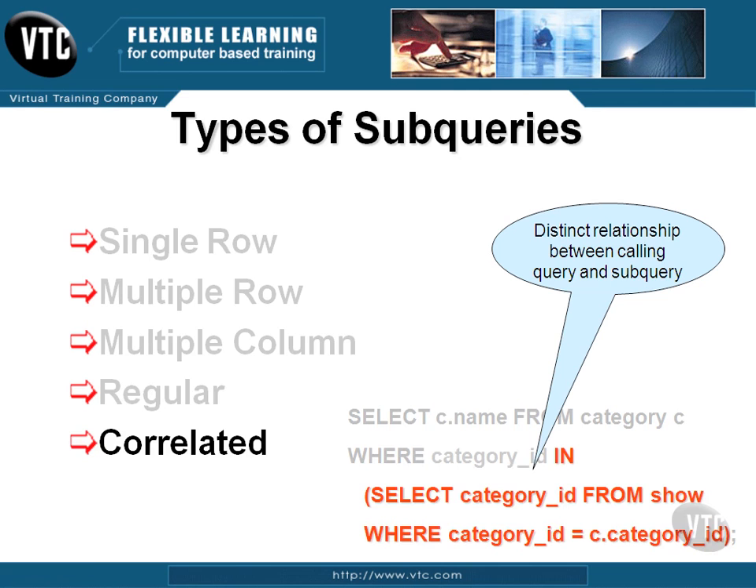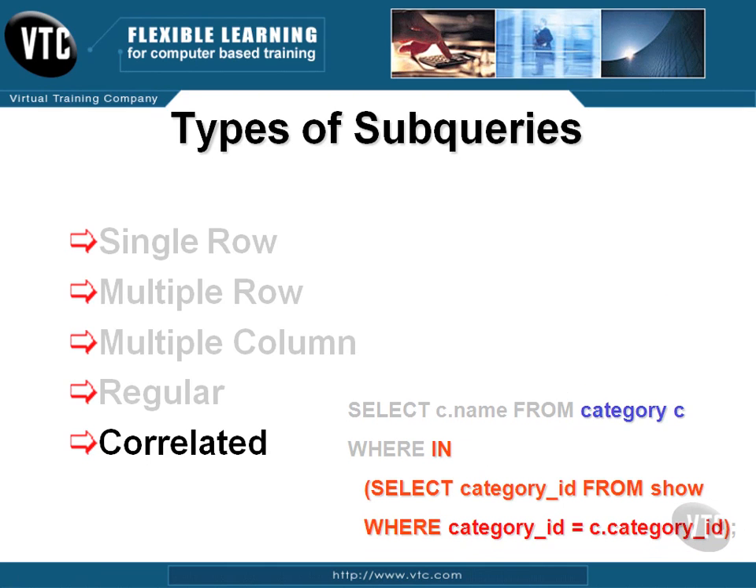In the correlated query, you're saying that there's a distinct relationship between the two data sets, and you're saying go and select something from category where the category ID is contained within the set of values that establish a link. As you can see here, we read the category table and we assign an alias to the category table, and that alias is C for category.